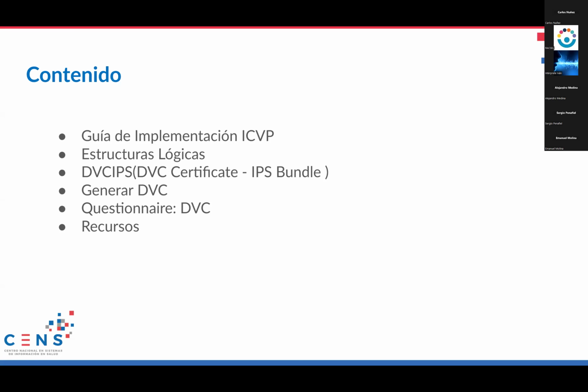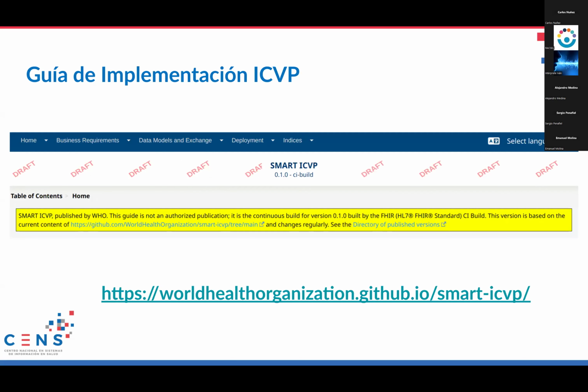And then we're also going to be looking at some test JSONs, for the specific interpretation that we can use for this implementation guide. The implementation guide, you can see, is still a draft version, but it has several elements.